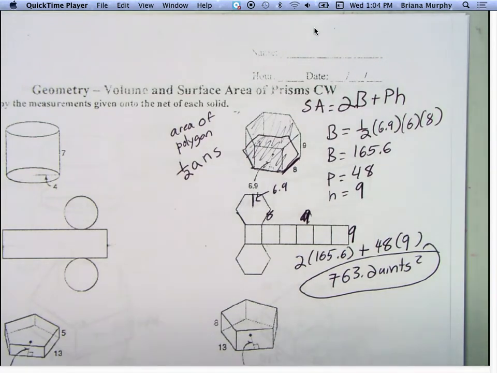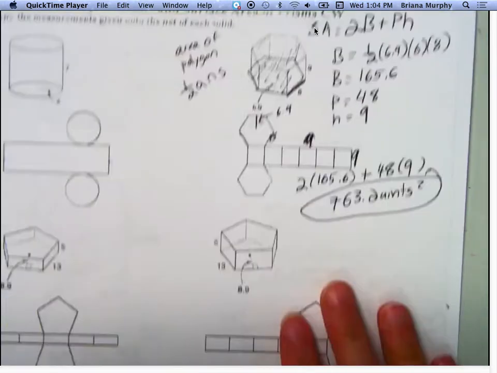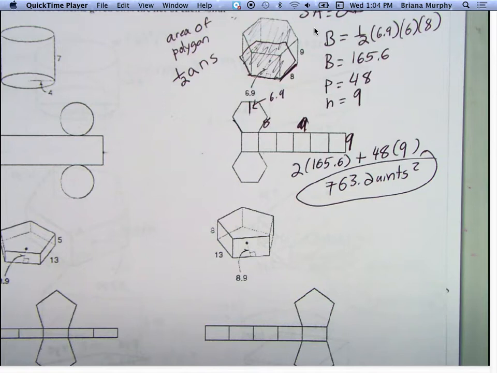Okay, now I want you to use the same information. I'm just going to give you a few minutes. I want you to find the one right below it, this pentagon right here. It's a little complicated because this is a pentagonal prism. Use that same information. The formulas are still the same. I'm going to give you, let's say, 3 minutes to get started at least. If you don't finish, you don't finish. But let's do it. Just 3 minutes.